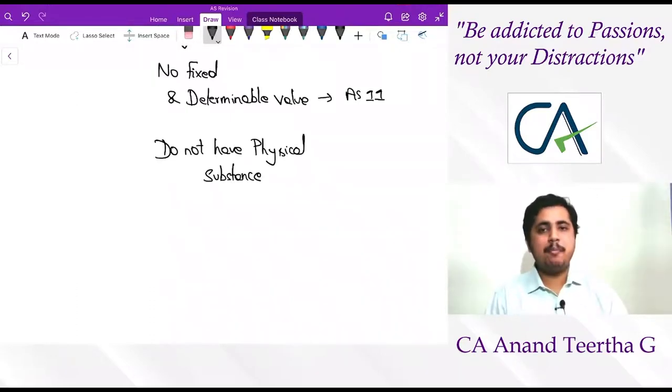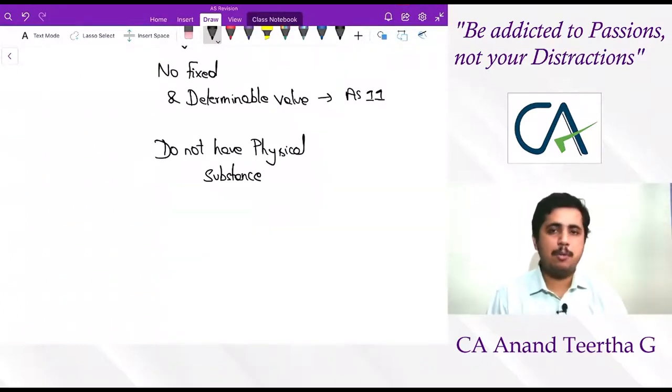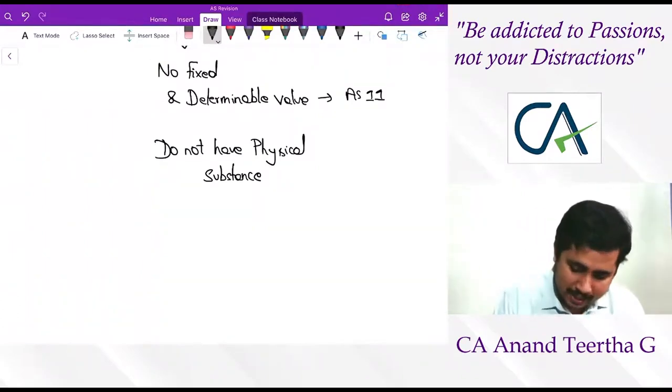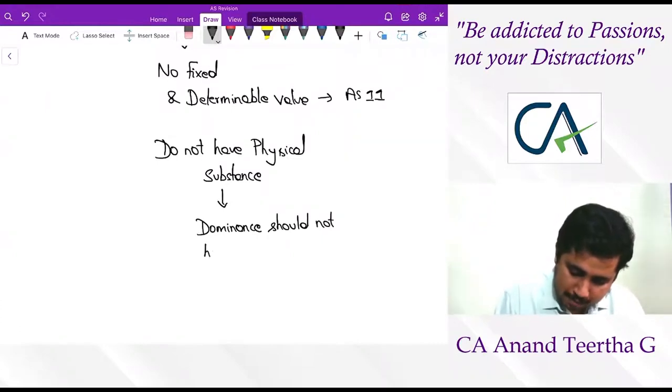Now, what do you mean by should not have physical substance? If there is a physical substance, automatically it turns into a tangible asset. Okay, so basically what we say is dominance should not have physical substance. Now, what do you mean by that?